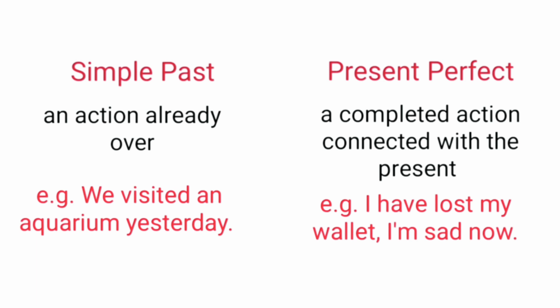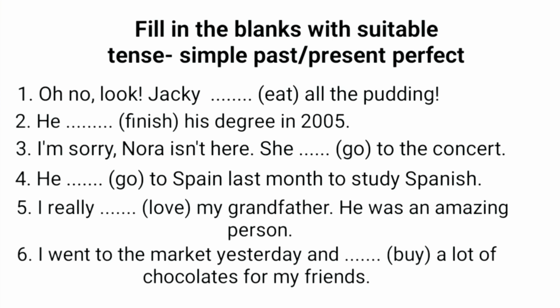Now, let's do some practice exercises. You have to fill in the blanks with suitable tense, simple past or present perfect. I'll do some parts. Number 2. He dash finished his degree in 2005. Here, in 2005 is a finished time word, so we'll use simple past here. And the sentence is, he finished his degree in 2005.